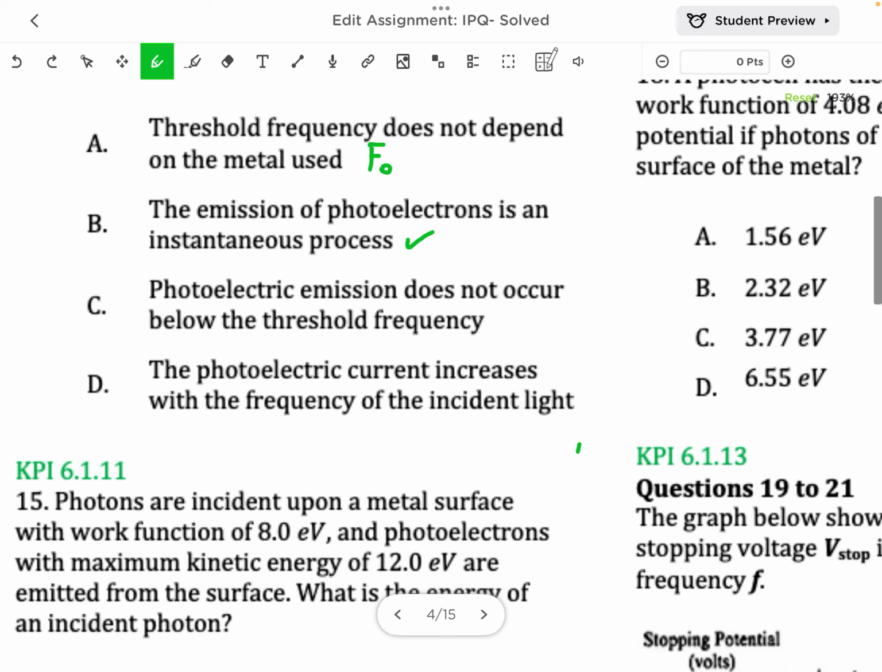Photoelectric emission does not occur below the threshold frequency, of course. If it is below F0, nothing happens. The photoelectric current increases when the frequency of the incident light increases. So by increasing the frequency, I increase the energy. This means that by having the same work function, I will increase the kinetic energy, not the current.